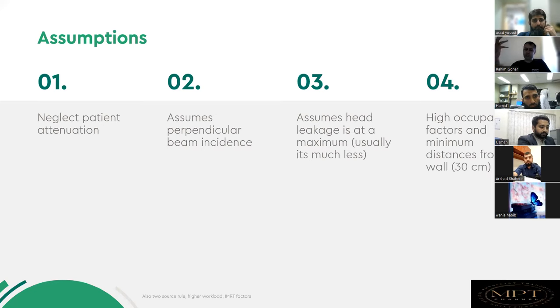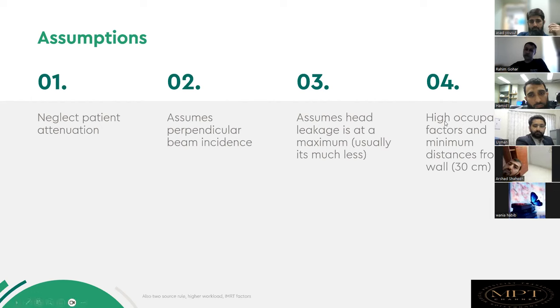Nowadays, we are doing VMAT and whatnot. And the third assumption you can see, assume the head leakage is at its maximum. Because as per recommendations, do you know what leakage for a LINAC head is acceptable? If you are installing a new LINAC, when you measure, what is the acceptable limit? 0.1%. 0.1% of the dose at the level of isocenter. But mostly these are very low. Good.